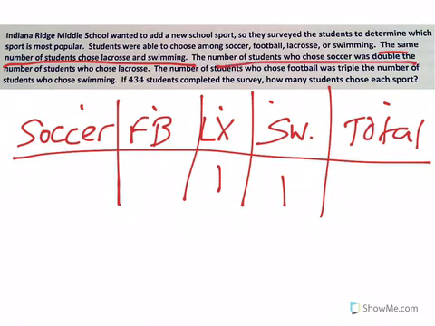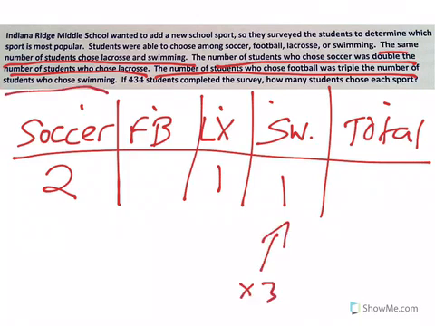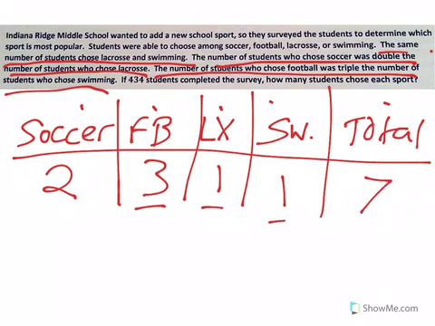The number of students who chose soccer was double those who chose lacrosse. Well, if 1 chose lacrosse, double that would be 2. So 2 students chose soccer. The number of students who chose football was triple the number of students who chose swimming. Swimming is 1, so triple means times 3. So football would be 3. Now obviously we know there are more students than this, but what we're essentially doing is creating a ratio, right? Soccer to football to lacrosse to swimming, 2 to 3 to 1 to 1. Our total then would be 2 plus 3 is 5, plus 1 is 6, plus 1 is 7. So our grand total there would be 7.